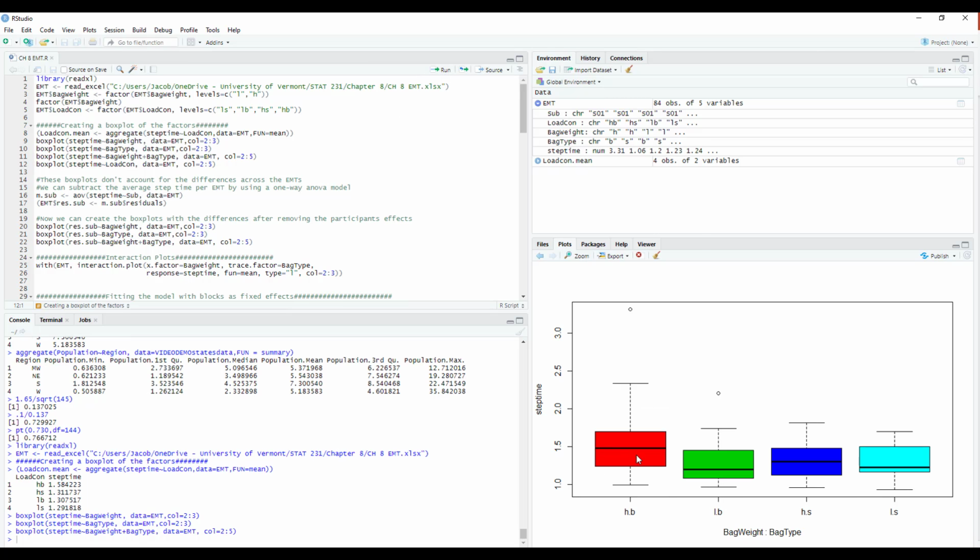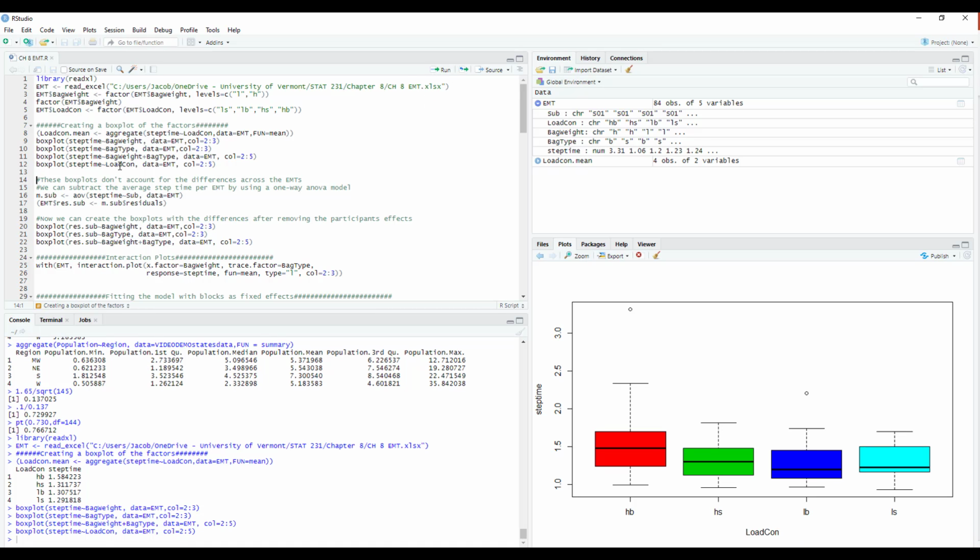And then looking at the 4 combinations of our treatments, the heavy with backpack is noticeably higher than the other 3. And then these other 3 appear to be pretty similar. Same thing that we saw when we were looking at the means. And if you just do load condition, the combination, we end up with the exact same box plots that we did for the previous one.